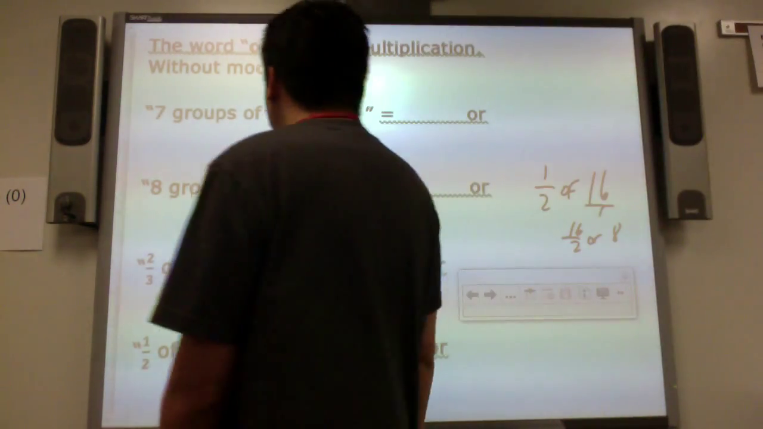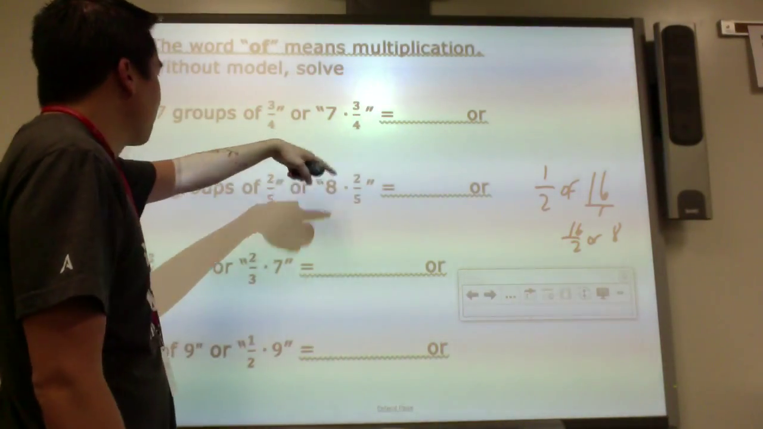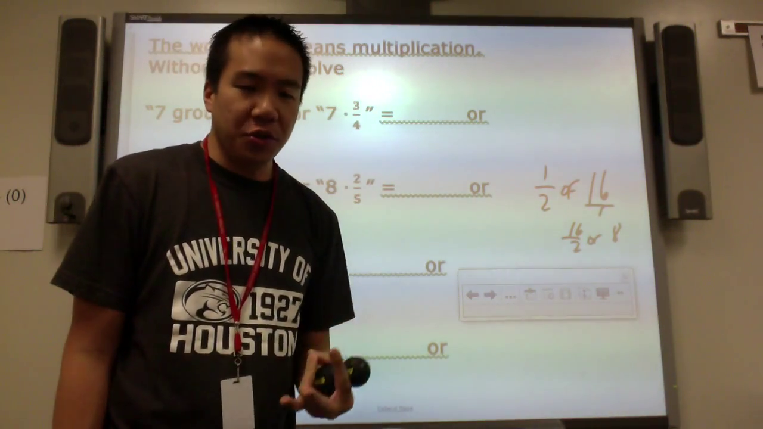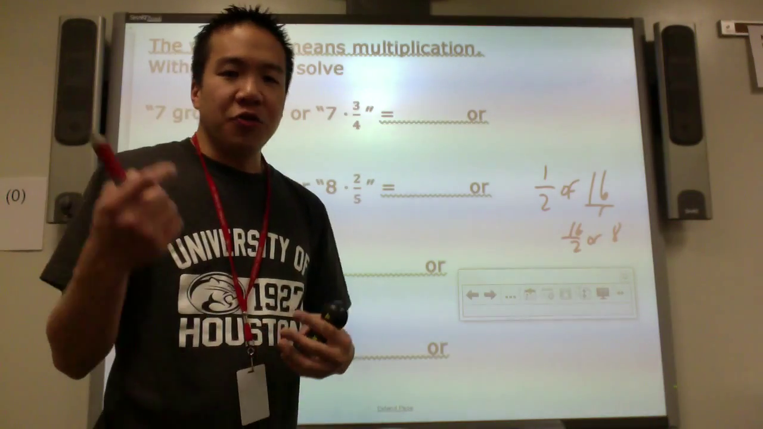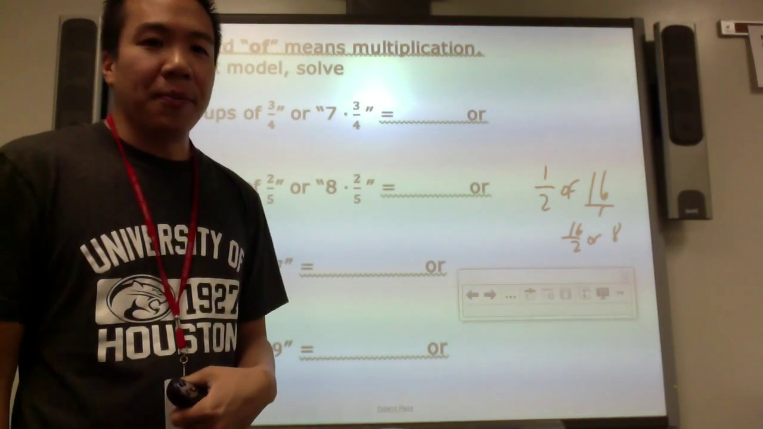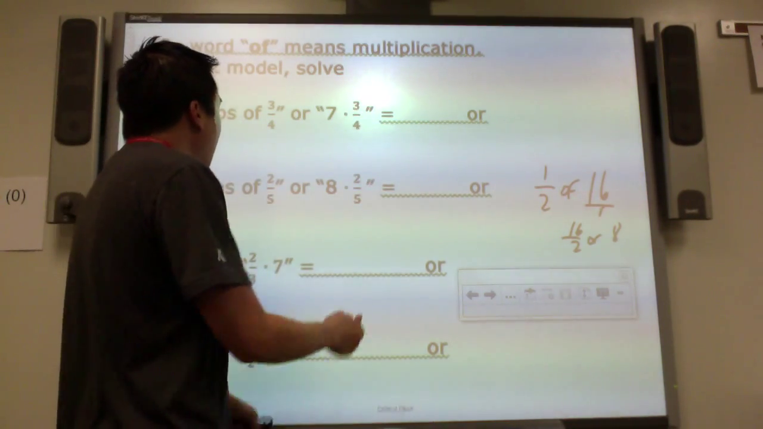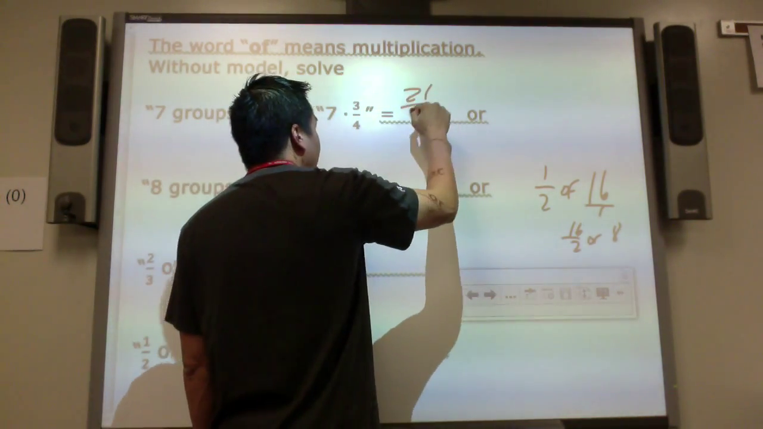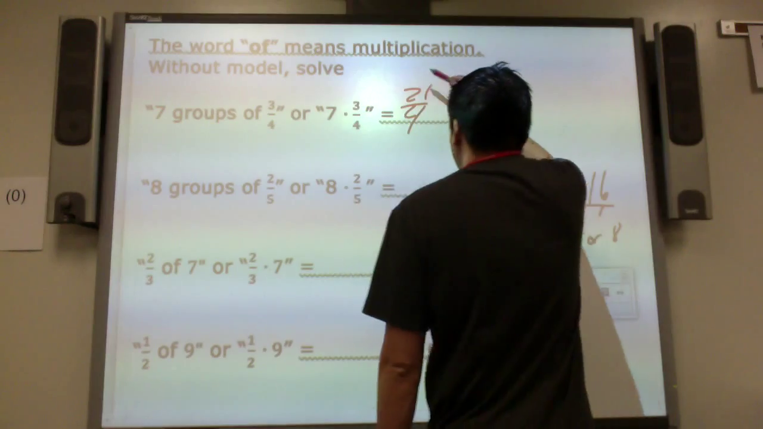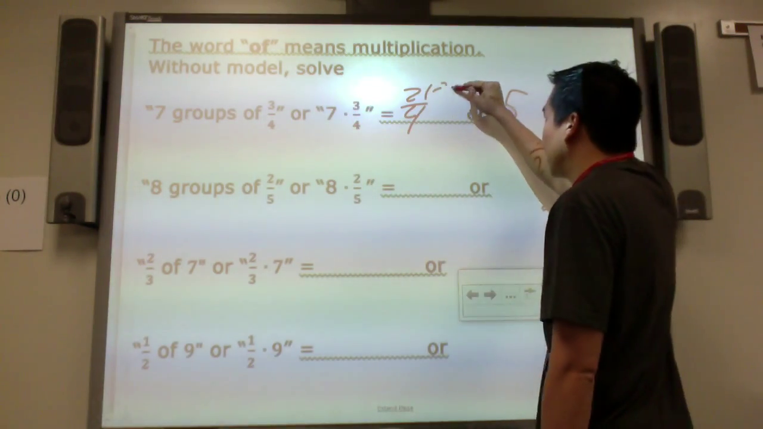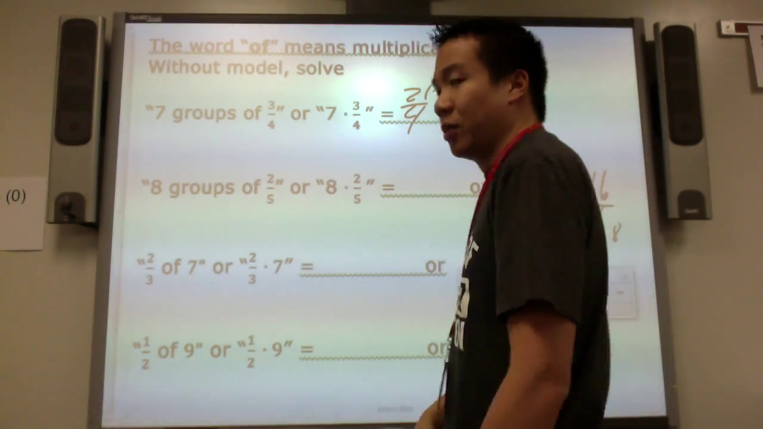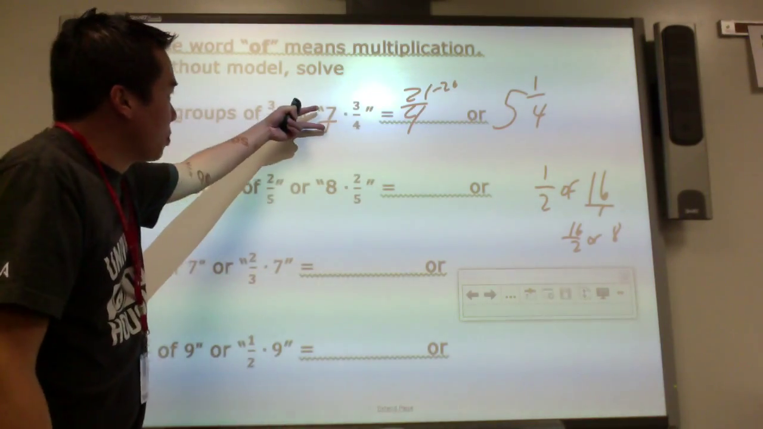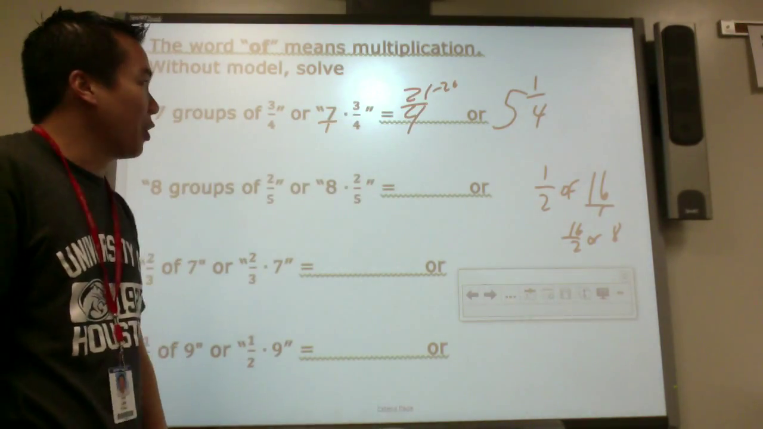So let's do it. 7 groups of 3/4. That means 3/4 plus 3/4 plus 3/4 plus 3/4 plus 3/4 plus 3/4 plus 3/4. You can add all those up, but I'm not going to. So we know 3 repeats 7 times. That's 21/4. Or how many groups of 4 go into 21? 5 groups, and 1/4 left over. That's one way. Or turn this into a fraction, multiply across, 21/4, or 5 and 1/4.